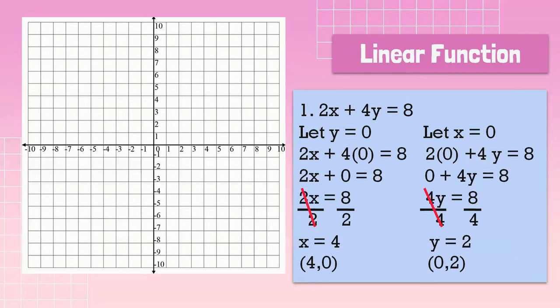Let x be 0. 2 times 0 + 4y = 8. So 4y = 8. Divide both sides by 4. And the answer is y = 2 or (0, 2). And then plot the 2 points in the Cartesian plane, (4, 0) and (0, 2). And then connect.